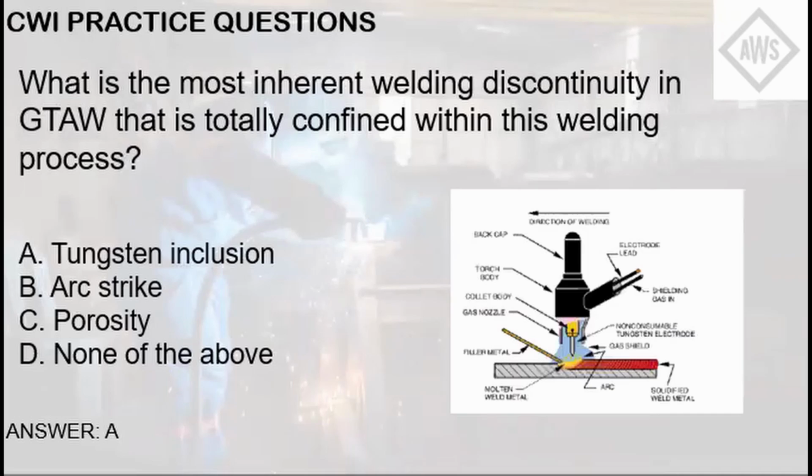So as you can see here, the welding gun for the GTAW has the non-consumable tungsten electrode. So GTAW has that in its process. That's why tungsten inclusion is exclusively a discontinuity within this process. So that's one of the reasons I think AWS D1.1 does not automatically pre-qualify GTAW, because of this discontinuity.